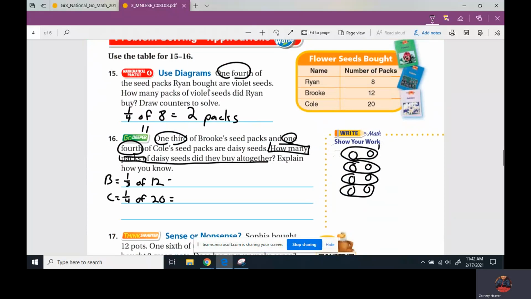So ask yourself, how many times can 3 go into 12? 3, 6, 9, 12. 4 times. How many times can 4 go into 20? 4, 8, 12, 16, 20. 5 times. So Brooke bought 4 packs of daisy seeds and Cole bought 5 packs. How many did they buy all together? Let's add these up. 4 plus 5 makes 9 packs.